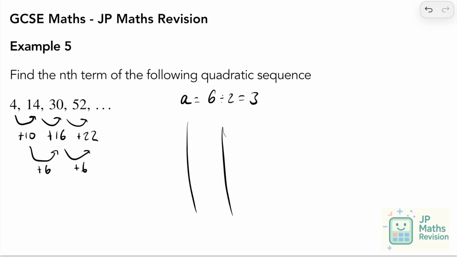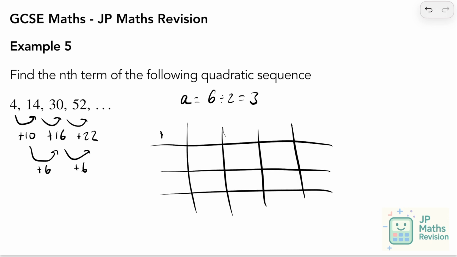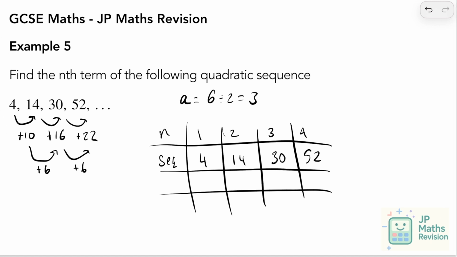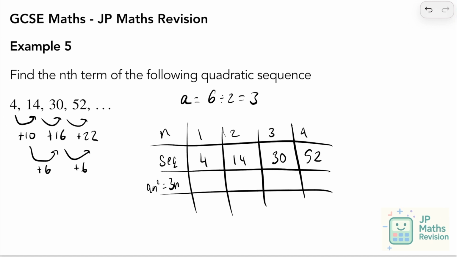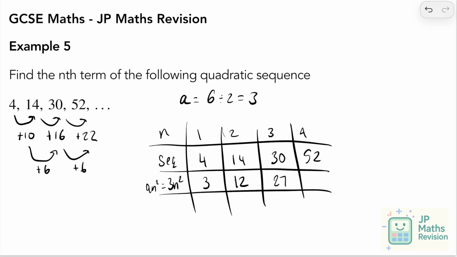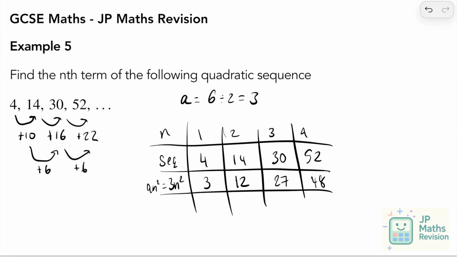And then we draw up our table. So we write in n, so n is 1, 2, 3, and 4, and then we write out the sequence, which is 4, 14, 30, and 52, and then we do an squared, which in this case is 3n squared, so 3 times 1 squared is 3, 3 times 2 squared is 12, 3 times 3 squared is 27, and 3 times 4 squared is 48. And then we subtract the above two rows, so we're doing the sequence minus 3n squared. So in this case, we get 1, 2, 3, and 4.